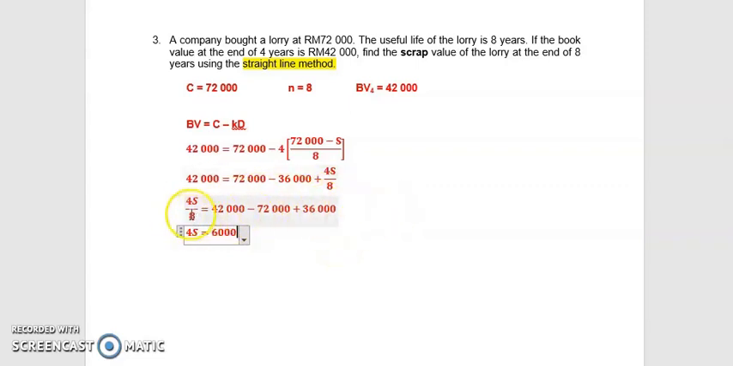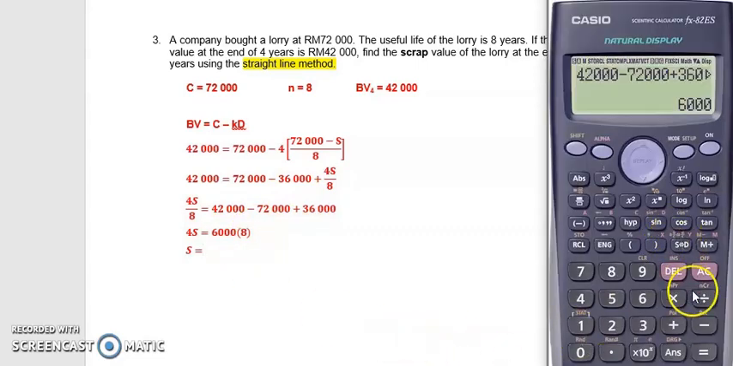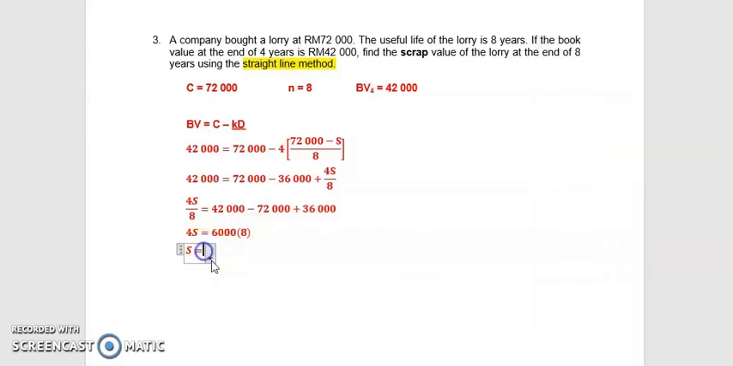Now bring this 8 to the right hand side: divided by 8 becomes multiply by 8. So S equals RM, settle this first: 6,000 multiplied by 8 is 48,000, and then divided by 4, we get 12,000. So S equals RM 12,000.